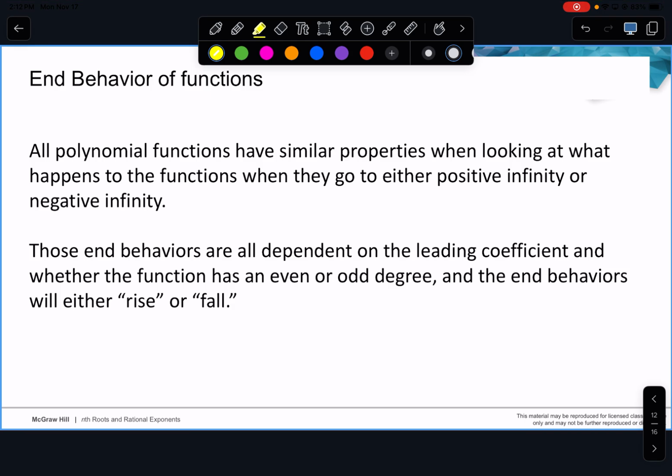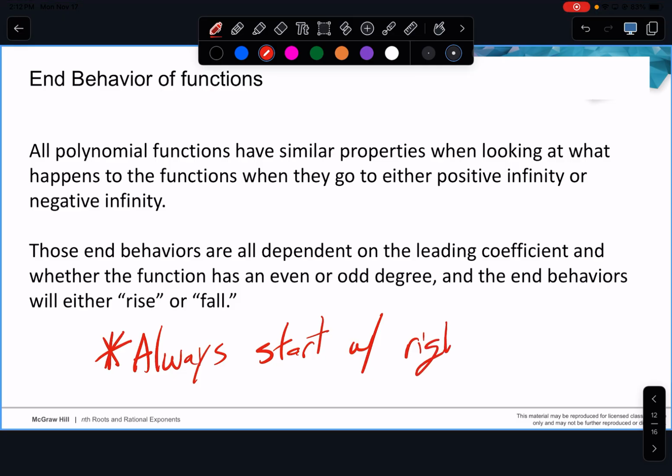Okay, so here's how we'll always do this. We will always start with the right end. I want you to add that to your notes. Okay, we always start on the right end. Okay, and then if the degree is even, the end behavior is the same. So it's rise, rise, or fall, fall. If the degree is odd, they do opposite. So it's fall, rise, or rise, fall.